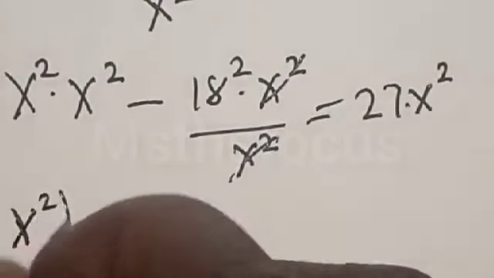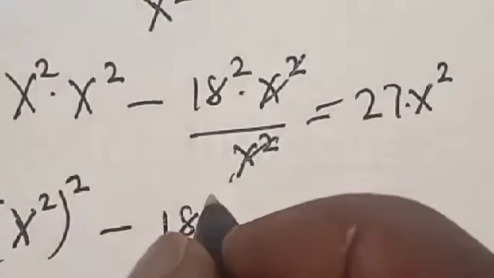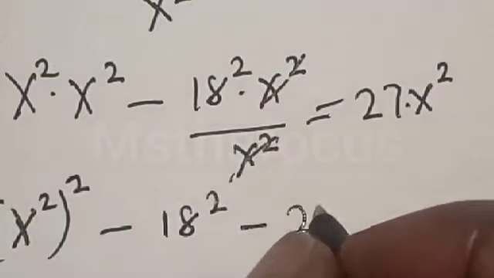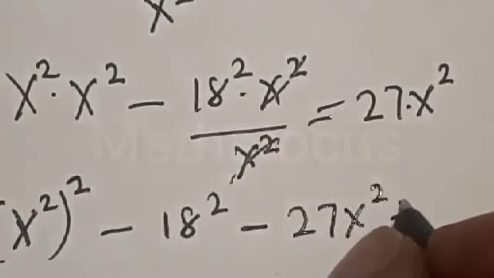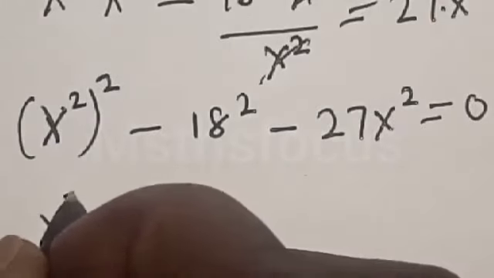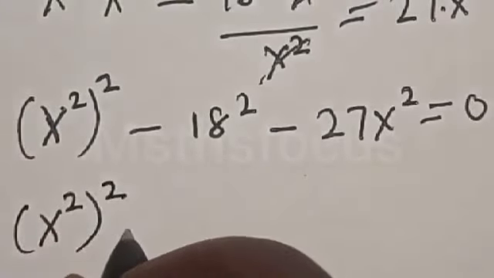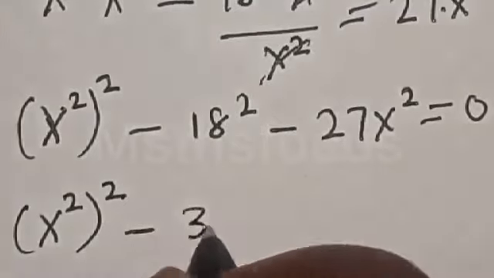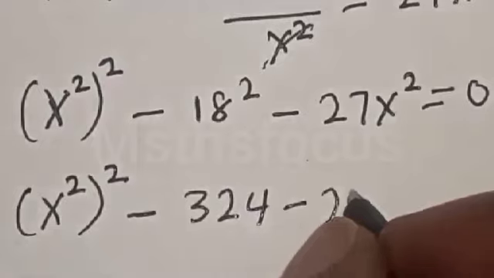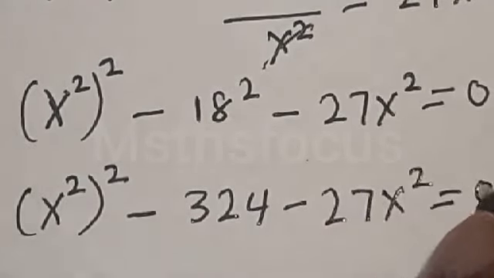x to the power 4, minus 18 squared, minus 27 x squared is equal to 0. x to the power 4, minus 18 squared is 324, minus 27 x squared is equal to 0.